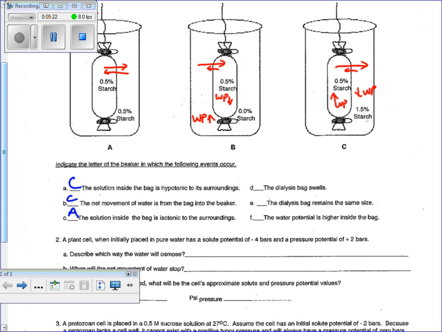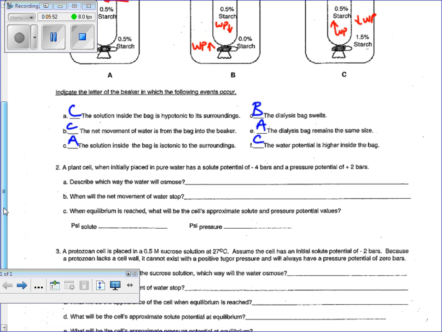We'd expect B because there's a greater movement of water into the tube than out of the tube. The dialysis bag remains the same size. I would expect that to be A. And the water potential is higher inside the bag. Well, if we look at how we wrote it out, C again would be the scenario where the water potential is higher because you've got less solute, therefore more free water. Yes or no? Questions so far?